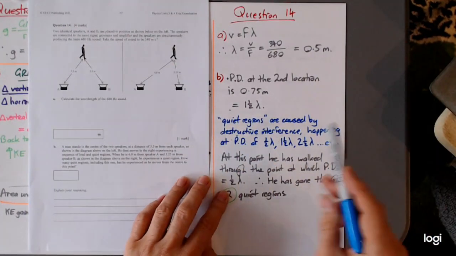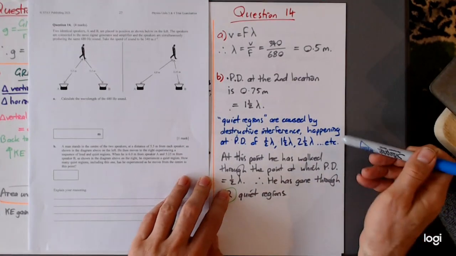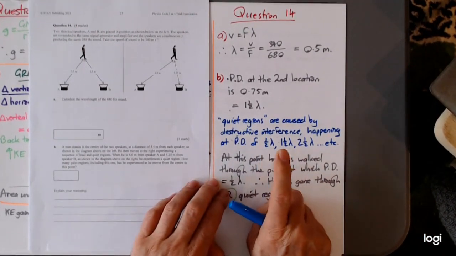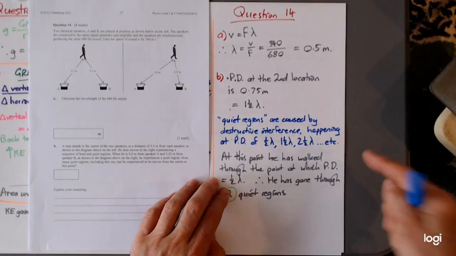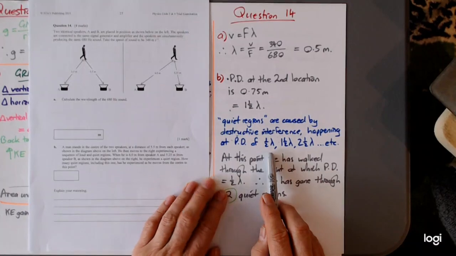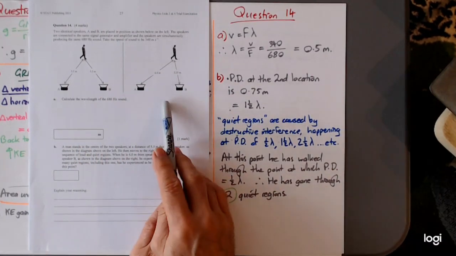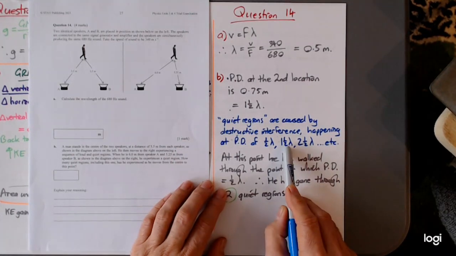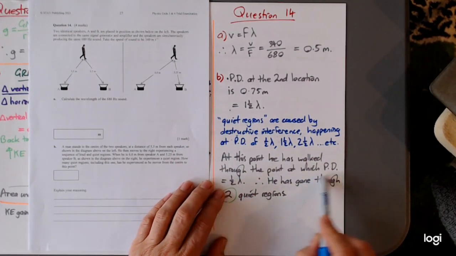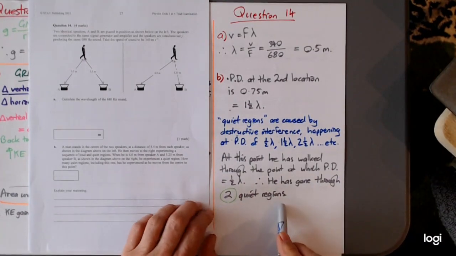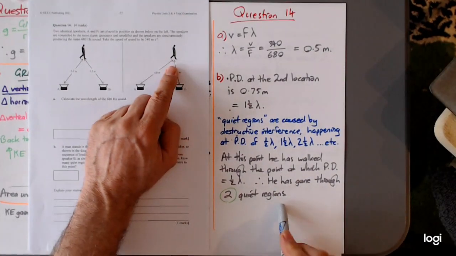Quiet regions are caused by destructive interference happening at path differences that end in half a wavelength. It's either half a wavelength, 1.5, 2.5, 3.5, etc. The first one is at half a wavelength, so he's already gone through that. He is standing at the second one, 1.5 wavelengths. So at this point, he has walked through the point at which the path difference is half a wavelength. Therefore, he has gone through 2 quiet regions, including the one he's standing at.